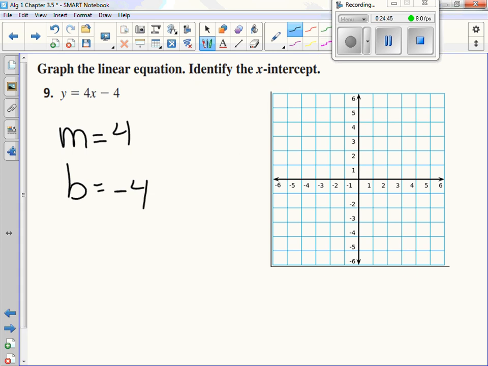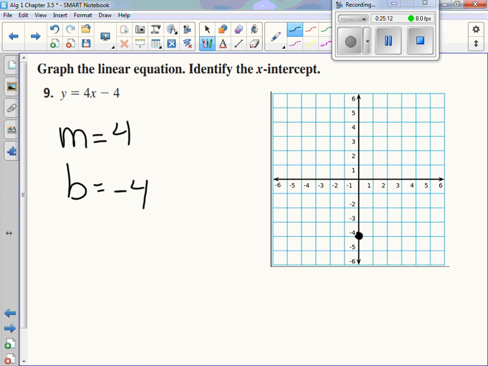So what would be my first point? Negative 4 right here? On the y, yes. So we go down to negative 4 on the y-axis. Now, what's our slope? It is positive or negative. So the slope, would it be increasing or decreasing? The line would be going up, yes?